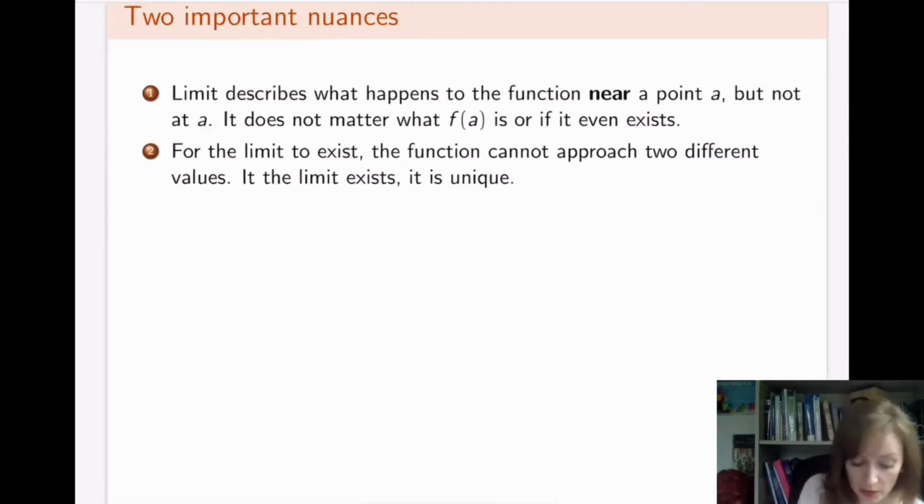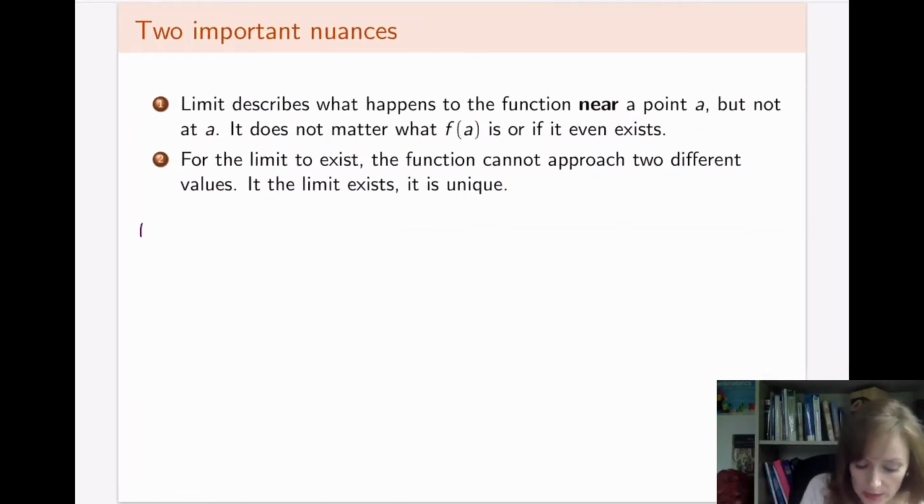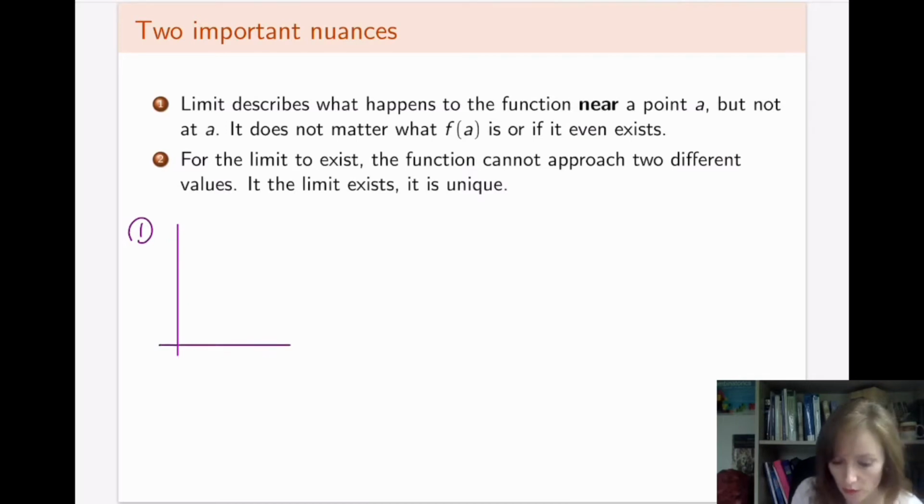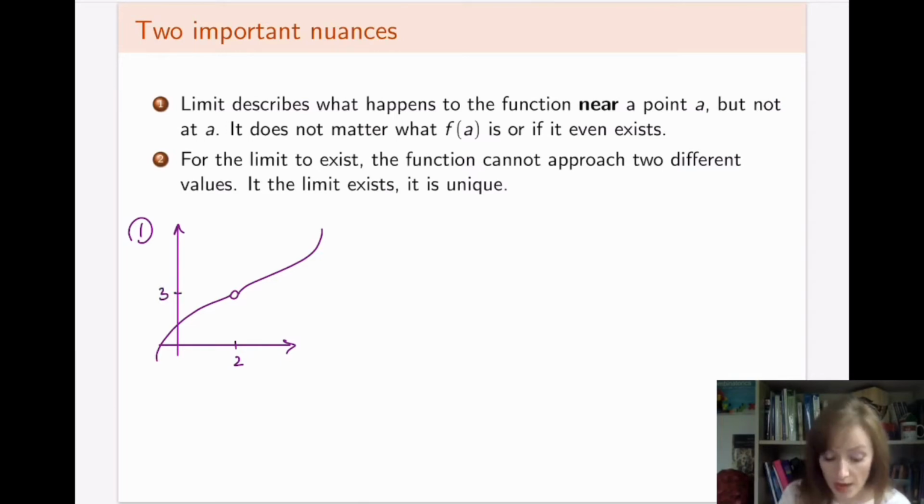And this is very, very important, because let's draw a little graph where things go very wrong at 2, but everything looks good around 2. So let's say I have this graph. Everything is nice and smooth outside of this one point. Let's say this is 2, and let's say this value is, I don't know, 3. So the graph itself is a nice smooth function, except at 2 we have a hole.